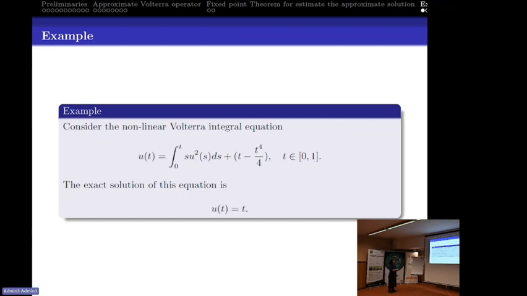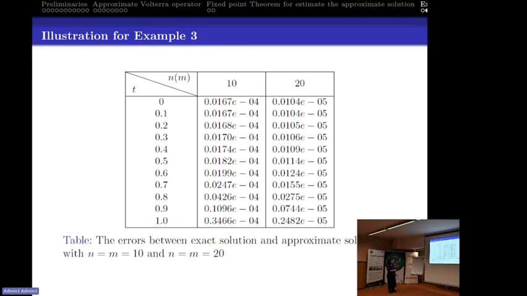This is the kernel function. This is the given function G, and this is the exact solution U. And here, as I described before, I choose M and N equal to each other. Here I consider N equal to 10 and N equal to 20. And these are the errors between the exact solution and the approximate solution. And you can see that these errors are quite small. This for me is quite small.